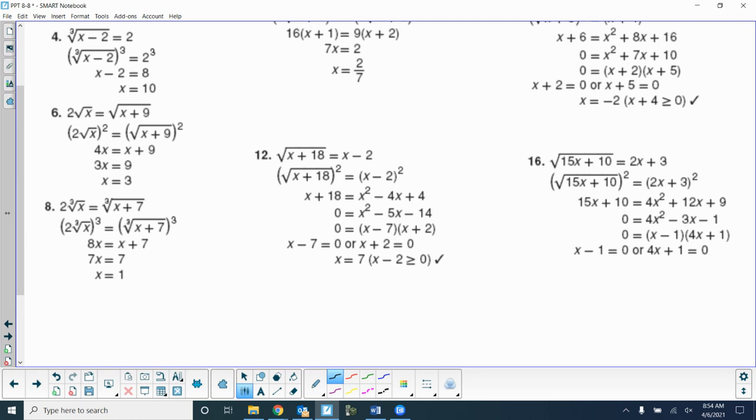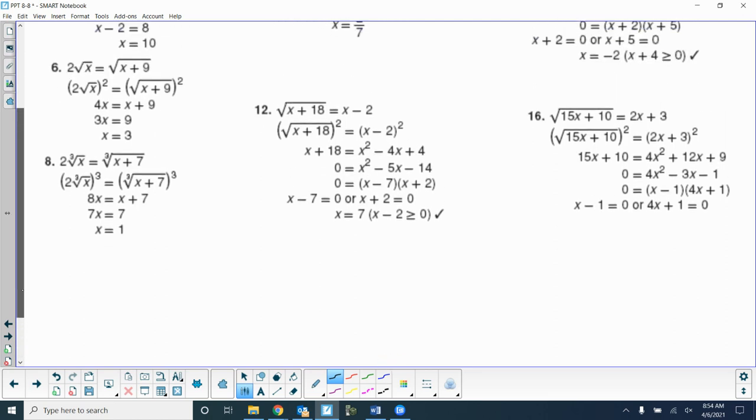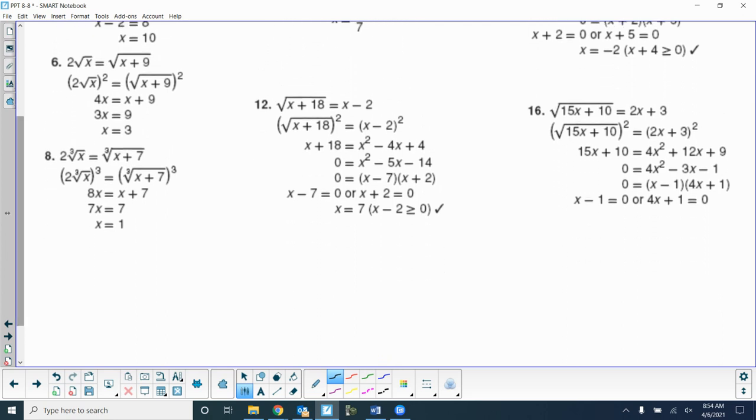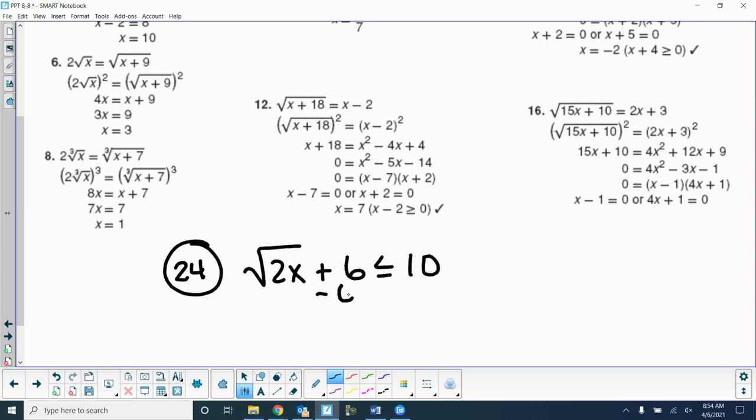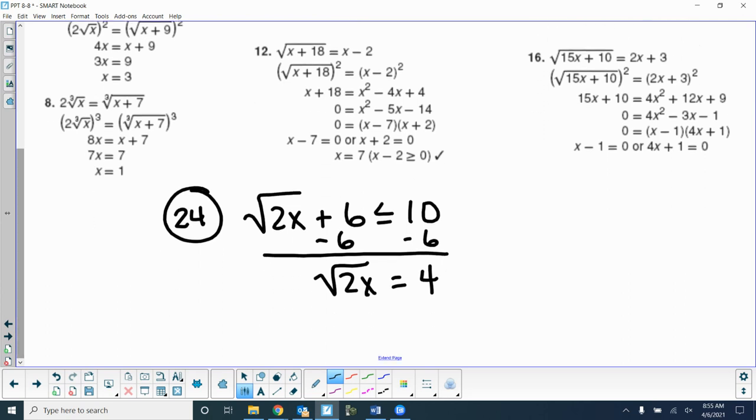Okay. Let's go over one of those just to make sure we understand. Let's look at 24. So we got the square root of 2x plus 6 less than or equal to 10. The first thing is take that 6 over, just like you would if it was equals. We got the square root of 2x is less than or equal to 4. Some of us forgot to move that 6 first. And then we square both sides, since it's a square root, to get rid of that radical.